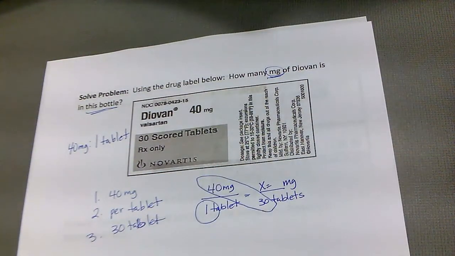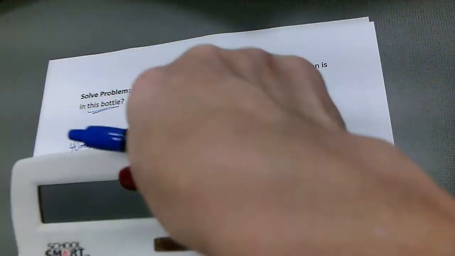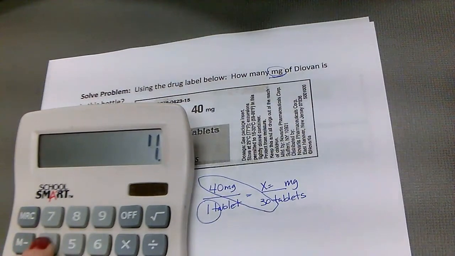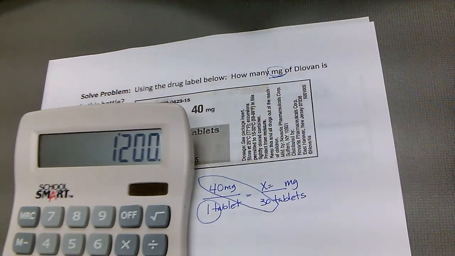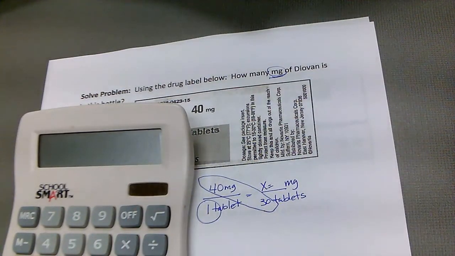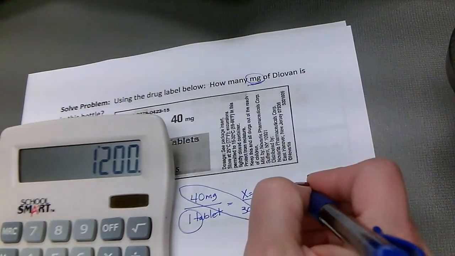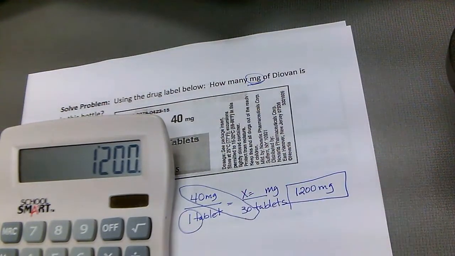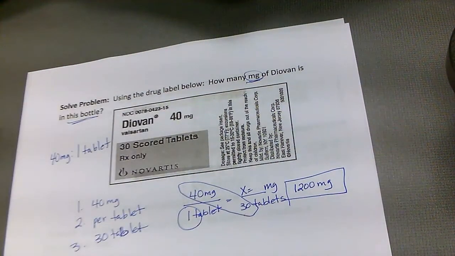So if you take a calculator, and I have my answers written down here, but I'm going to do it on the calculator so you guys can see it. 40 times 30 equals 1,200, and we're going to divide by 1. Well, anything divided by 1 is the same, but I'll go ahead and do that. So our answer is 1,200 milligrams. That's the total amount in that vial. And that's what the question was asking. So there's your answer to your problem.